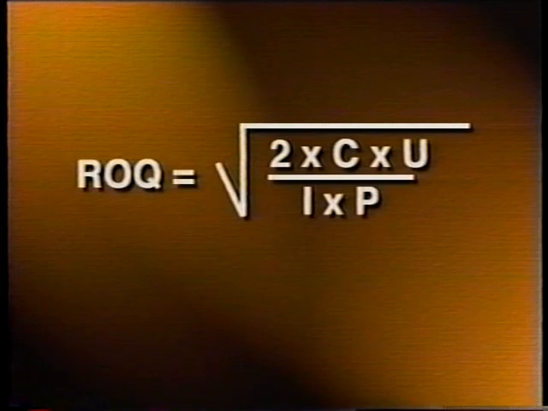ROQ equals the square root of 2 times C times U divided by I times P, where C equals cost of placing a single order, U equals average monthly usage, P equals unit cost of part, and I equals inventory carrying cost per month per dollar of average inventory.